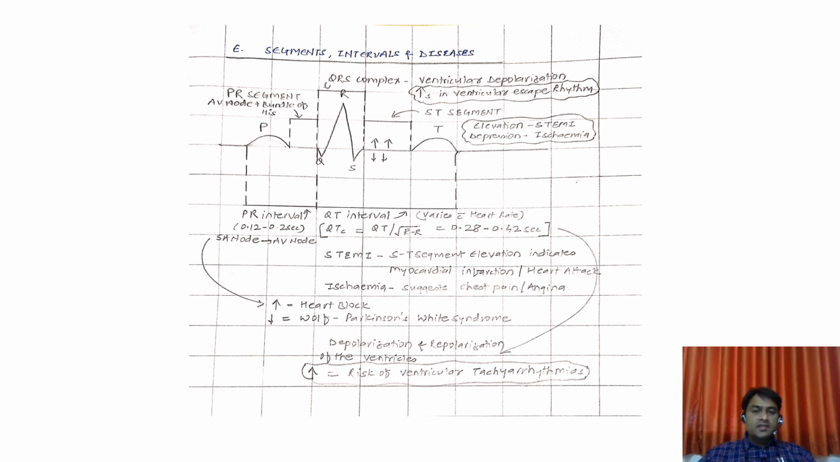If the PR segment is increased, that indicates heart block. If there is a decrease in the PR segment, it indicates Wolff-Parkinson-White syndrome. Then QRS complex indicates ventricular depolarization, and it increases in ventricular escape rhythm.